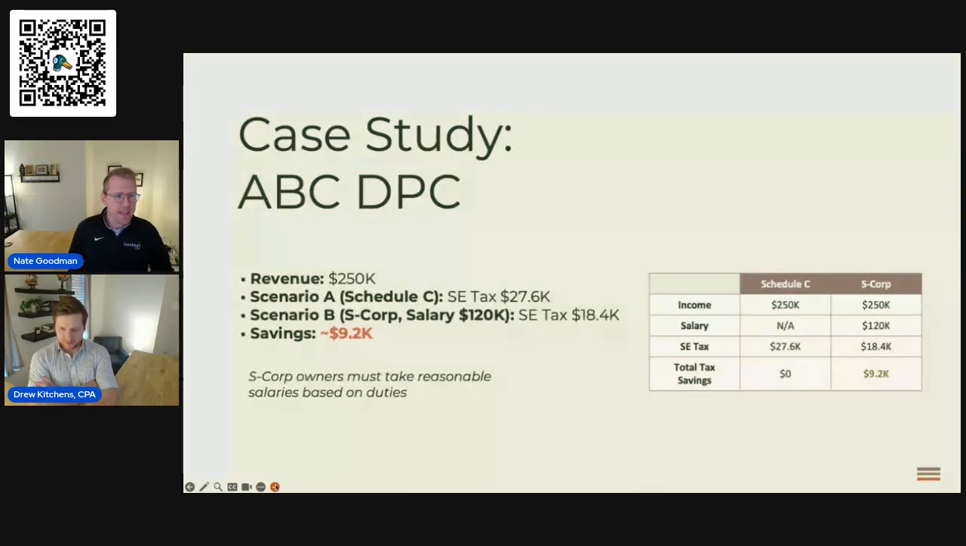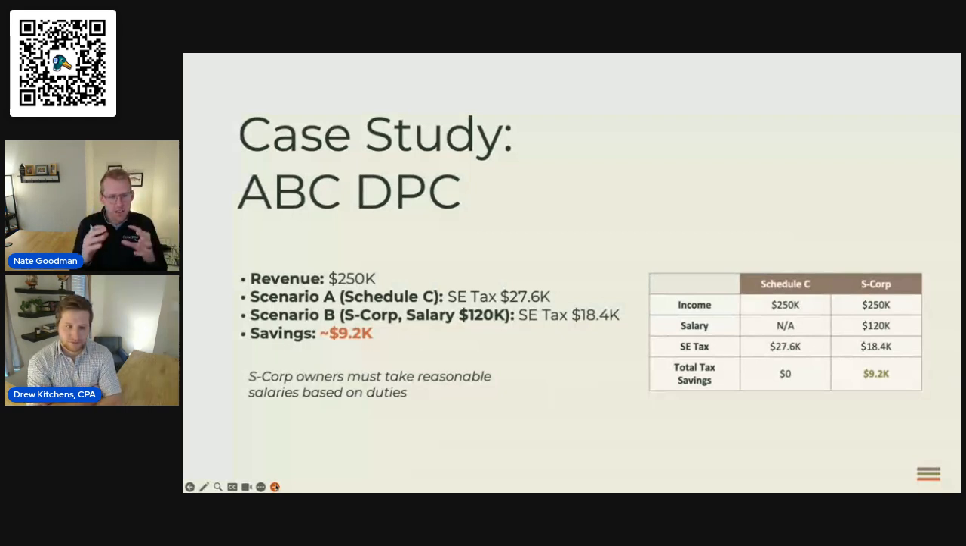In scenario A, this is a Schedule C business owner. And in this situation, they're going to pay $27,600 in self-employment taxes. Self-employment taxes, I won't go through all the nitty-gritty, but it is made up of Social Security, Medicare, and additional Medicare tax. When you calculate self-employment taxes, not all the $250,000 is subject to it. It's very weird. It's only like 92% that's subject to the self-employment tax rules.